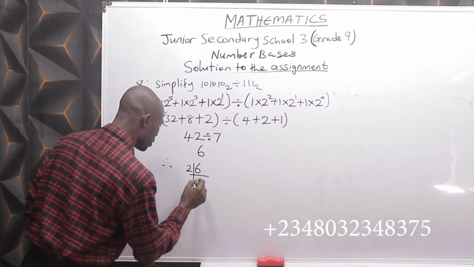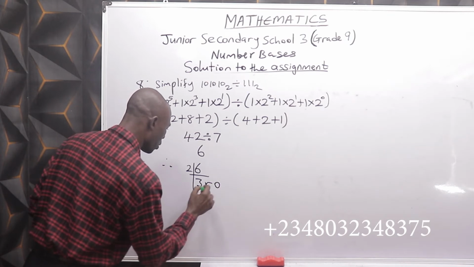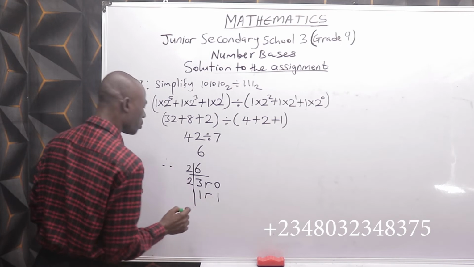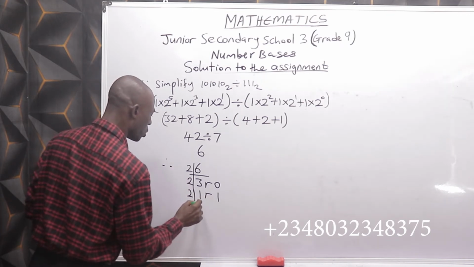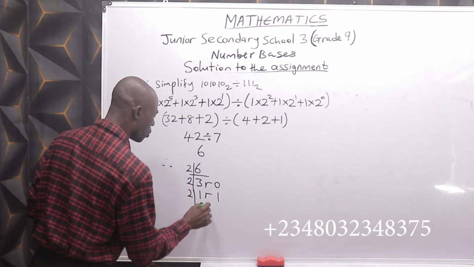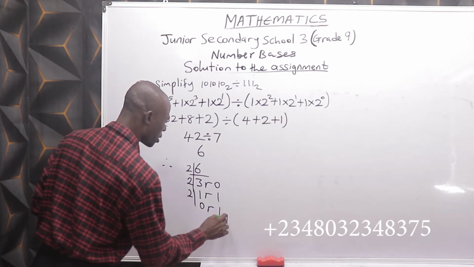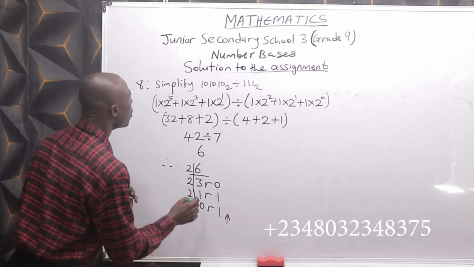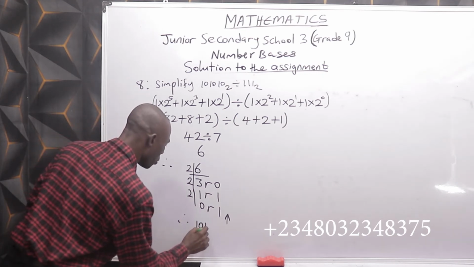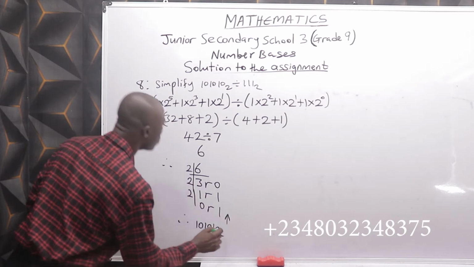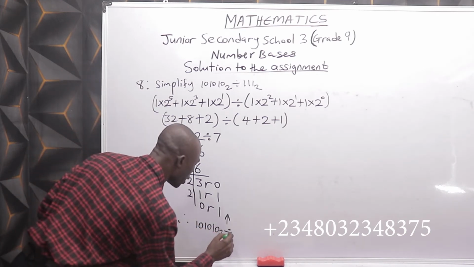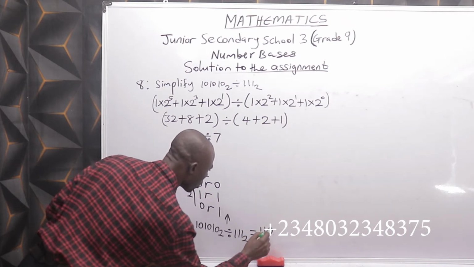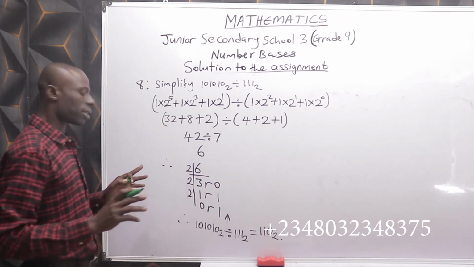So 2 in 6 is 3, remainder 0. 2 in 3 is 1, remainder 1. 2 in 1 is 0, remainder 1. Pick your answer from under here. Therefore, 101010 base 2 divided by 111 base 2 is equal to 110 base 2, and that is the answer.